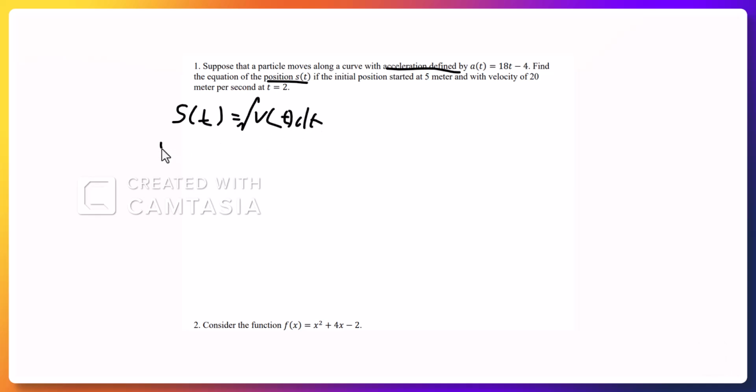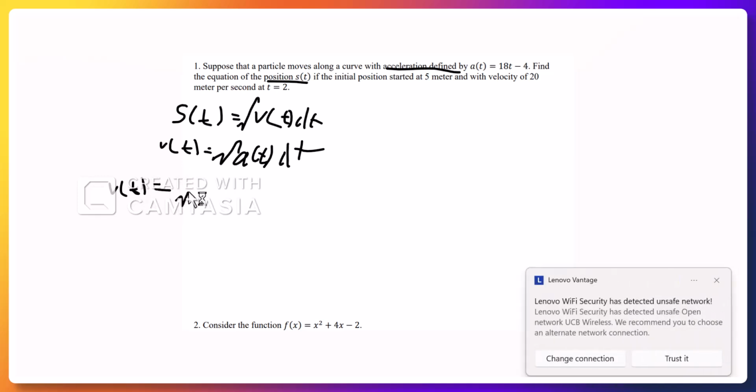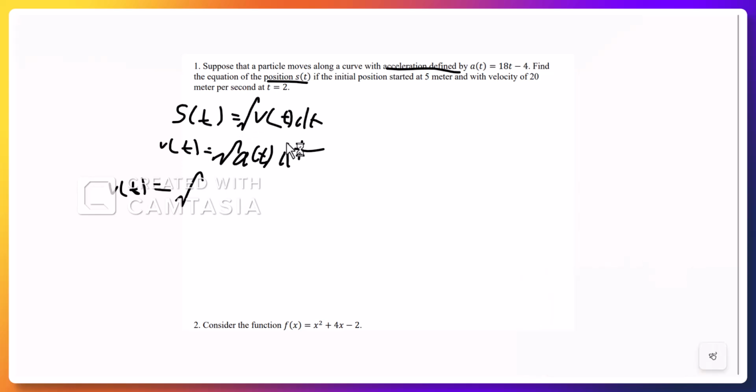And then v of t is going to equal the integral of acceleration with respect to time, dt. So first we want to find the velocity, because we need the velocity to find the position. So v of t is going to equal, from the equation above, the integral of 18t minus 4.